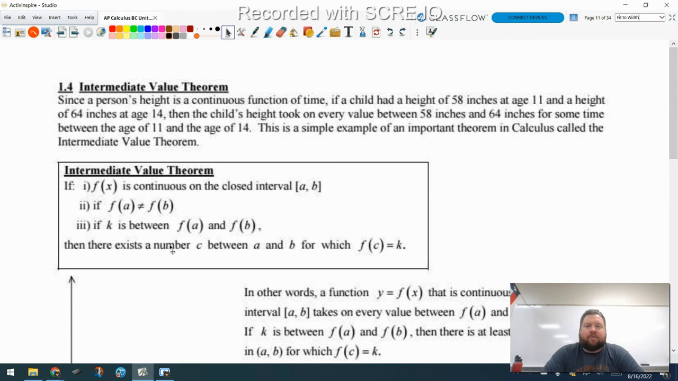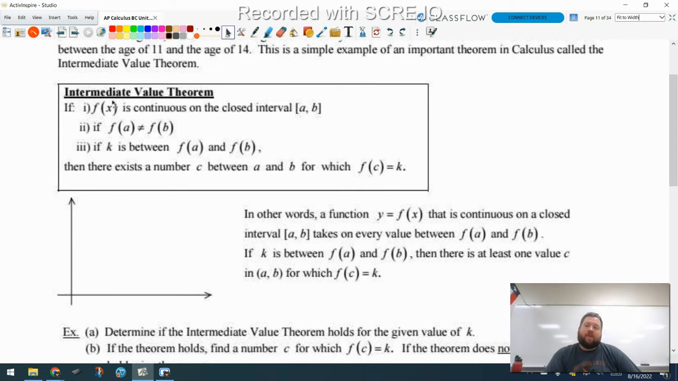All right, so just some examples of the intermediate value theorem in regular life. Since a person's height is a continuous function of time, if a child had a height of 58 inches at age 11 and had a height of 64 inches at age 14, then the child must have been every single height in between those two. 58.1 inches, 58.9 inches, 63.2 inches, every single height in between 58 and 64 must have occurred between the ages of 11 and 14. Okay, that's a simple example of this very important theorem in calculus called the intermediate value theorem. So how do we make this a rigorous argument?